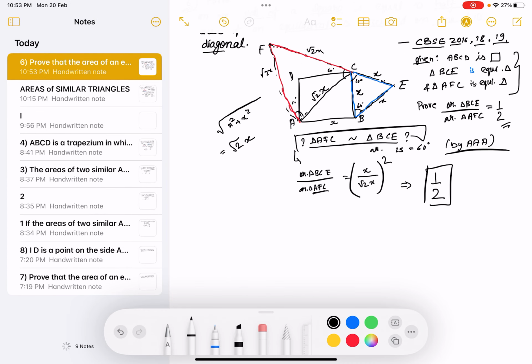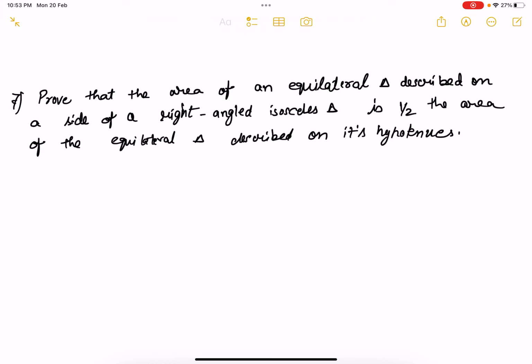Then let's take up the 7th example. And in this example also, again we have to prove that the area of an equilateral triangle described on a side of a right angled isosceles triangle, this is a right angled isosceles triangle, is equal to half the area of the equilateral triangle described on its hypotenuse.